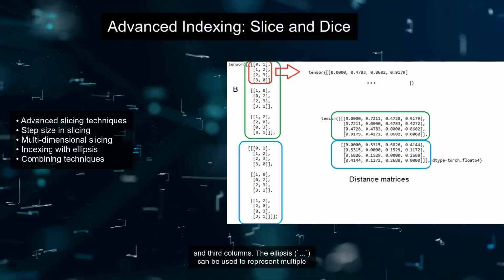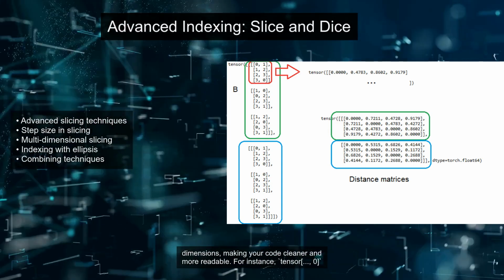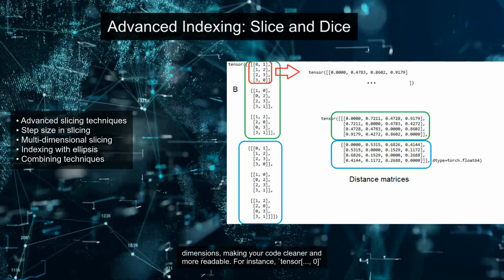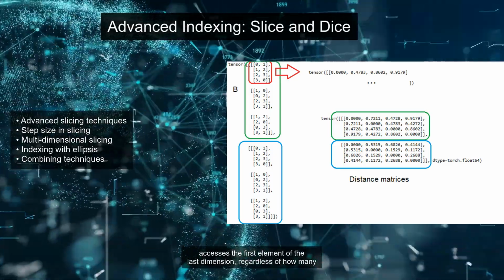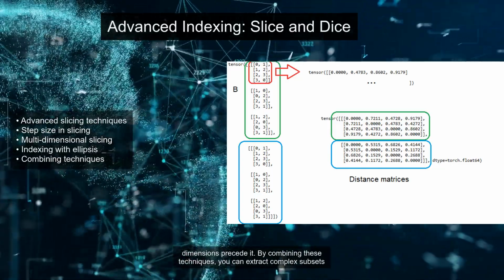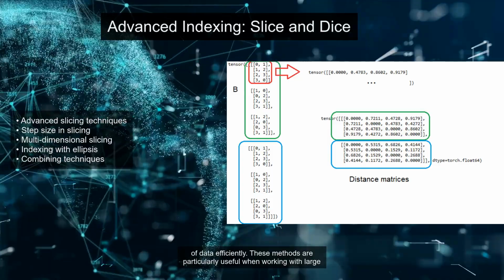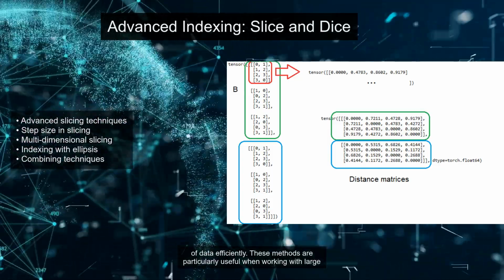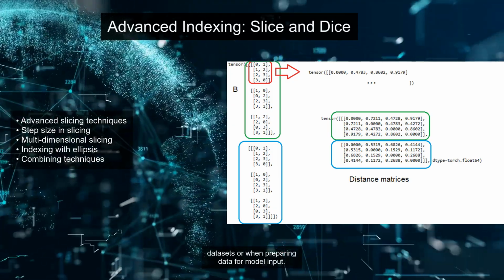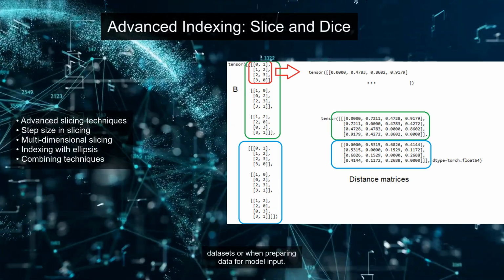The ellipsis can be used to represent multiple dimensions, making your code cleaner and more readable. For instance, tensor[..., 0] accesses the first element of the last dimension, regardless of how many dimensions preceded. By combining these techniques, you can extract complex subsets of data efficiently. These methods are particularly useful when working with large datasets or when preparing data for model input.